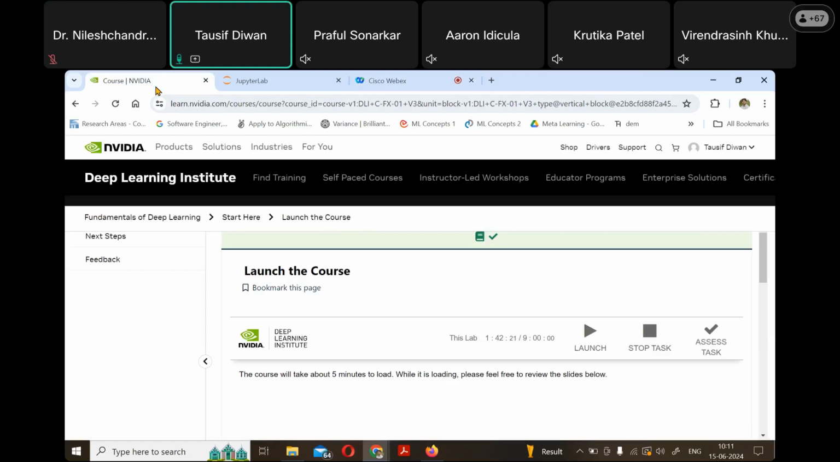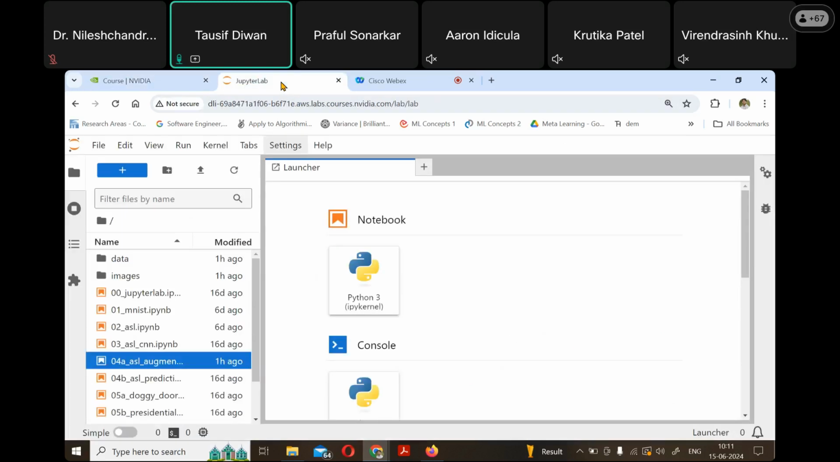Once entering the event code, you should be on this page. Here there are three buttons. One is for launching the course, another one is for stopping the task, and the last one is the final assessment check of the assignment. So you should click on this launch button. Once you click on this launch button, then this window should get opened. So this is the course window. The course is Fundamentals of Deep Learning.